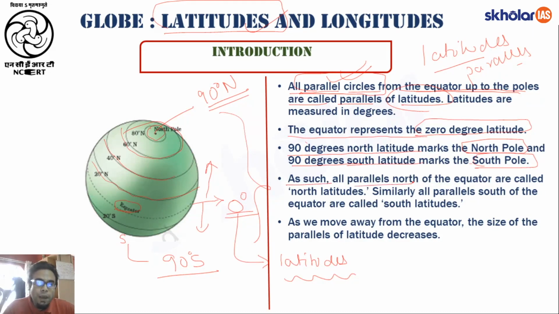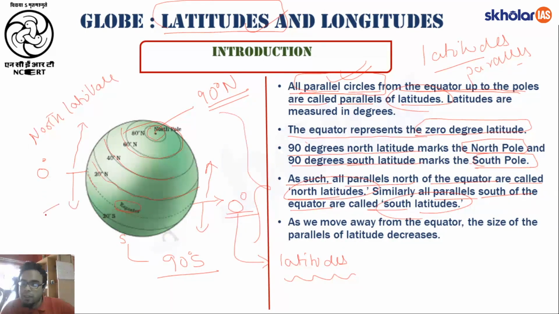As such, all the parallels north of the equator are called your north latitudes. Similarly, all the parallels or latitudes which are present to the south of the equator are called your south latitudes, right? See, this is the equator, 0 degree. All the parallel circles found to the north of the equator are called north latitudes, and all the latitudes found in the southern hemisphere are called southern latitudes or parallels. Fine, understood? Next point is very, very important.